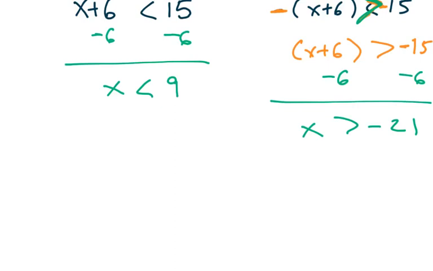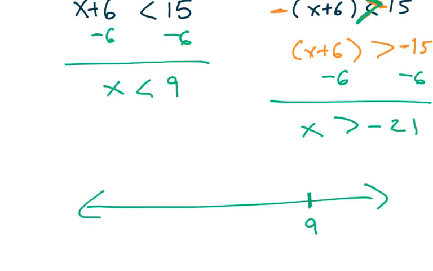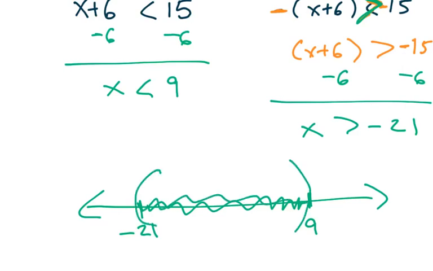So we want to write this in interval notation. What I do is I always like to draw this on a number line. So here is 9, here is negative 21. So x is less than 9 is all the values going out here. X is greater than negative 21 are these values. So we are looking between these two.